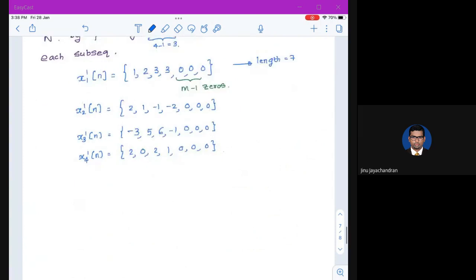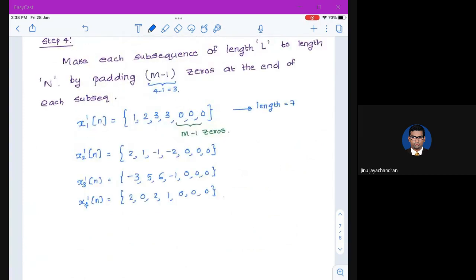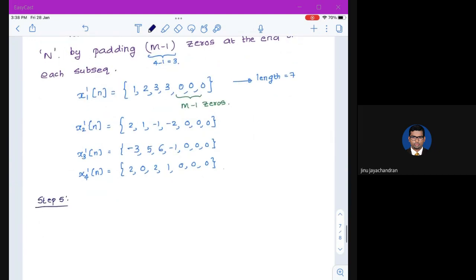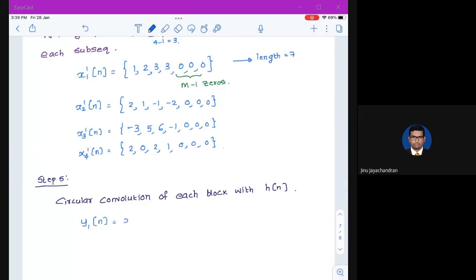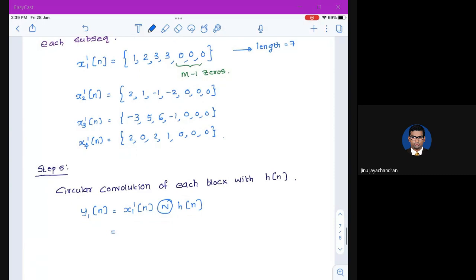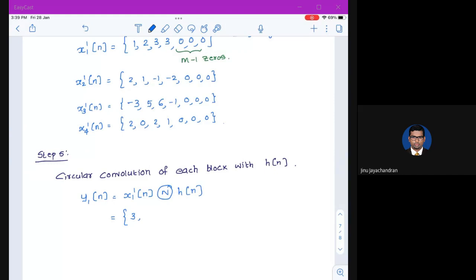Okay. Now, in the next step, you do the convolution of each block separately with h of n. That is, in step 5, circular convolution of each block with h of n. Okay, so what you do is you will get y1 of n is equal to x1 dash of n circular convolution h of n. So if you do the circular convolution, you will see that you will get the result as 3, 8, 14, 18, 11, 6, and 3.